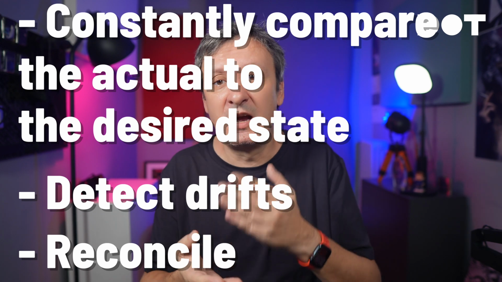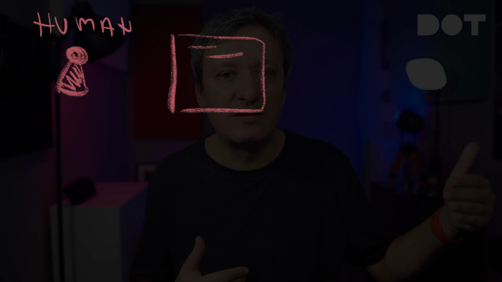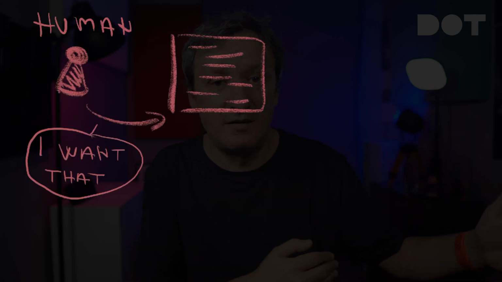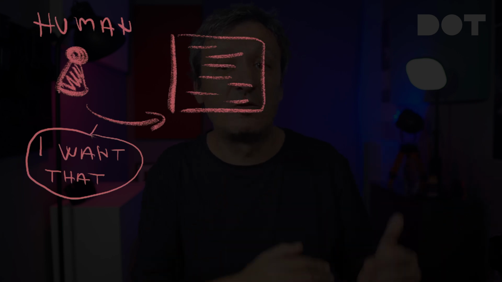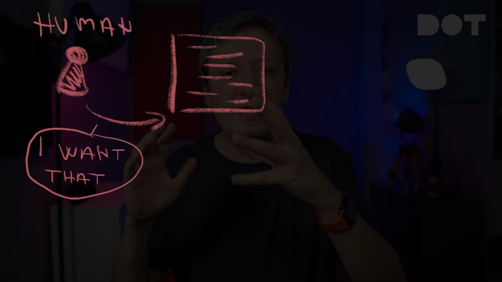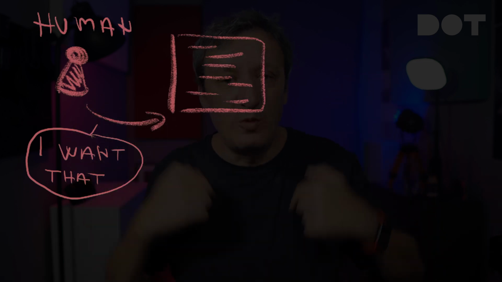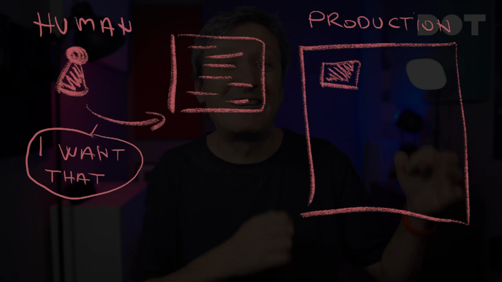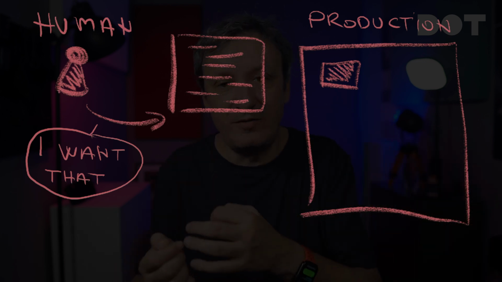And the question is, how do we do that? So, we, humans, define the desired state. That's what we want to have. That's our desire. That would be the full definition of what an application is, what a database is, what a cluster is, and so on and so forth. It's what we want. Then there is the actual state. That's what something is.